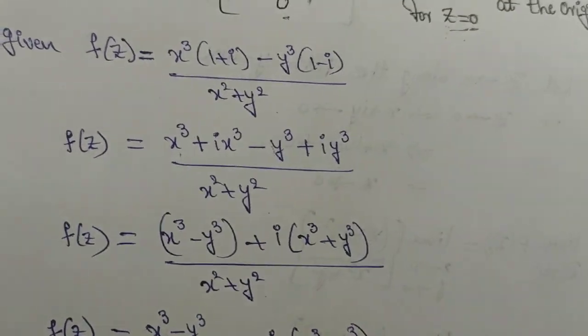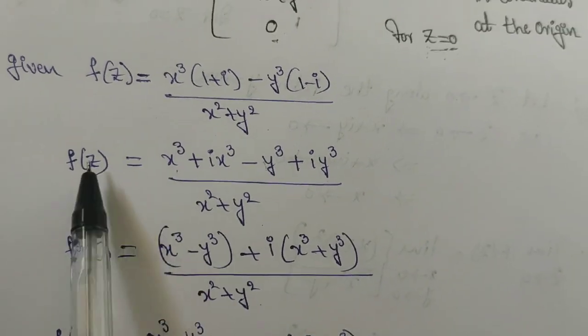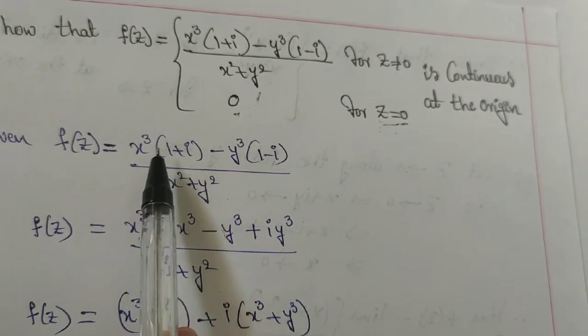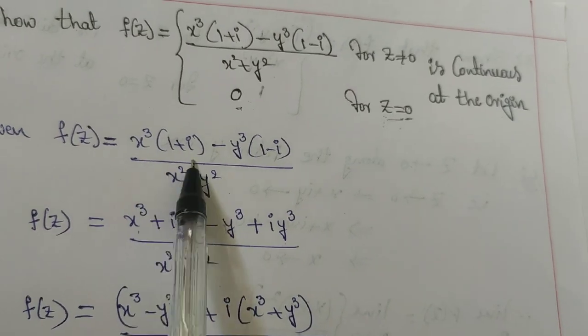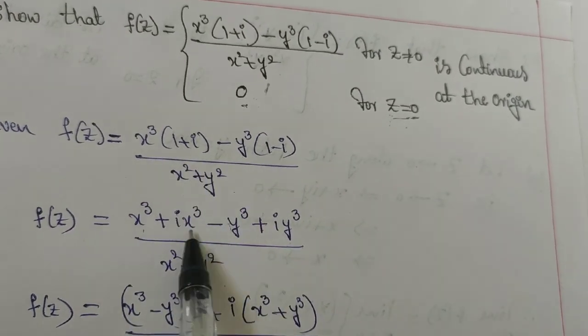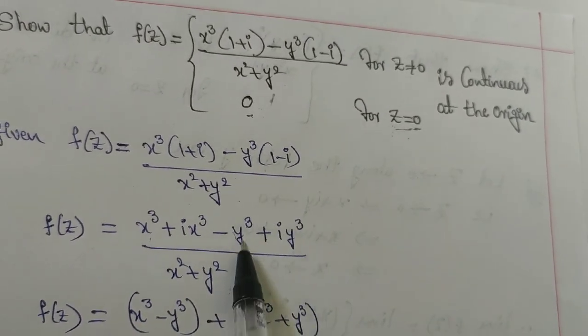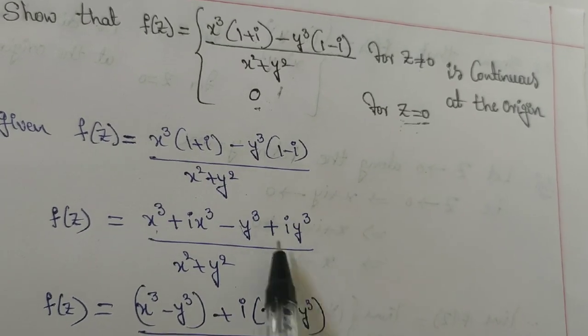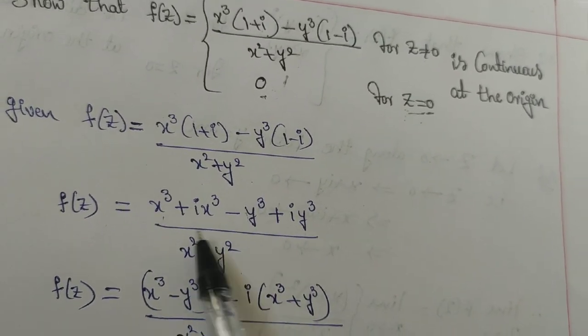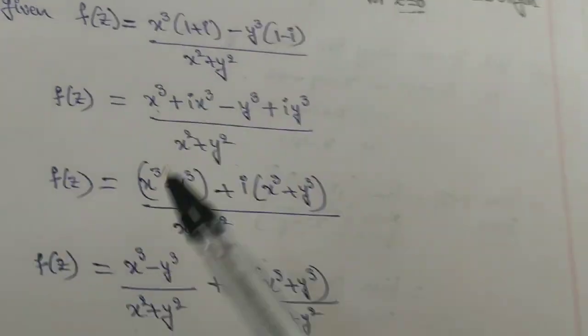Up to here we have to simplify first. So you simplify f of z. That means substitute inside the bracket x cube. That means x cube plus i into x cube minus y cube, minus into minus plus i y cube, divided by, write down the denominator as it is.